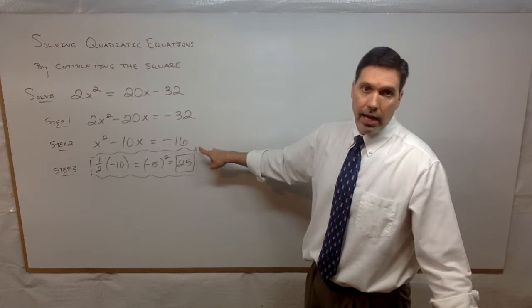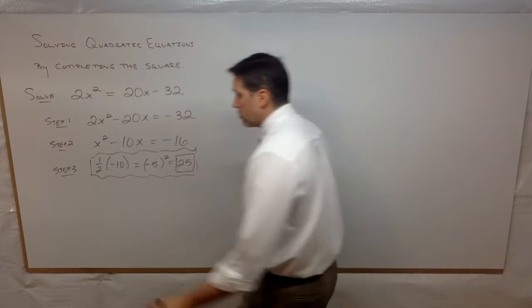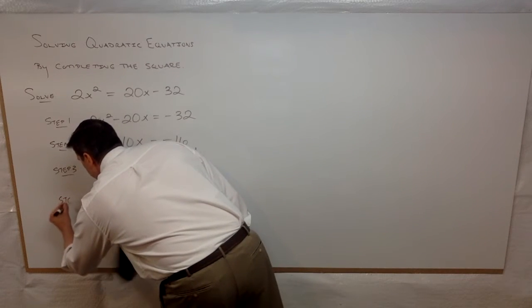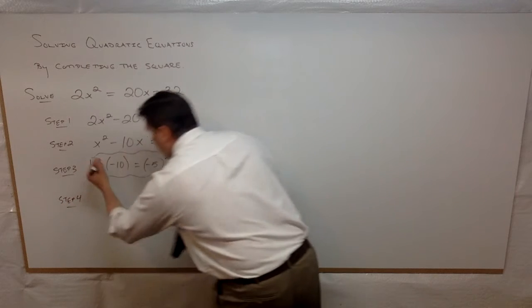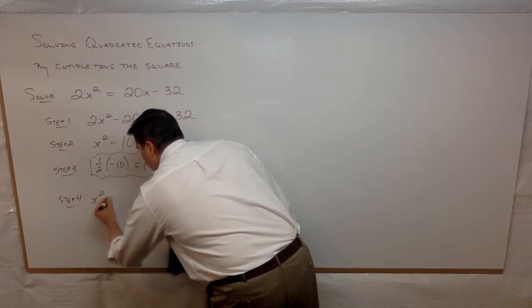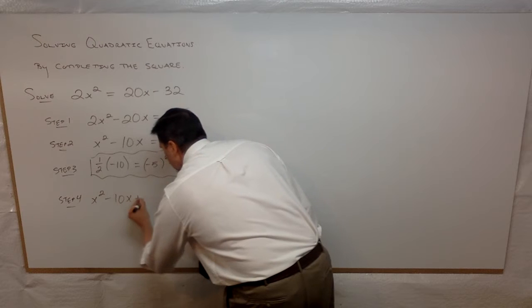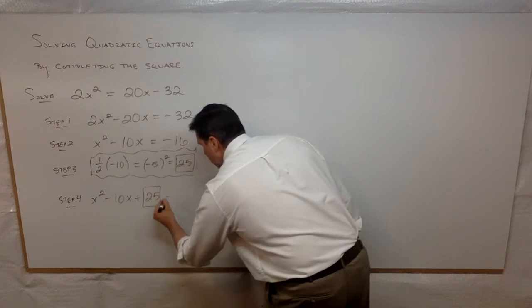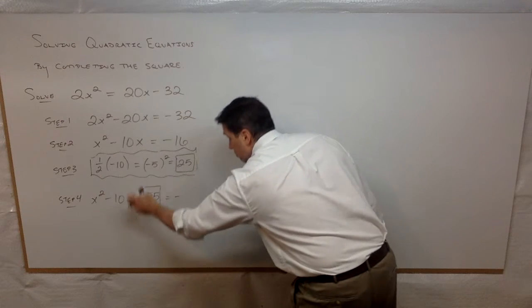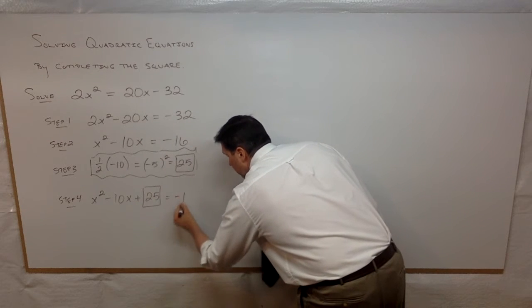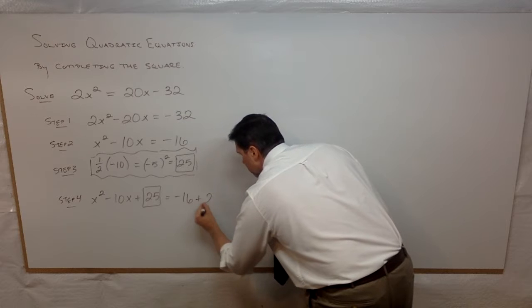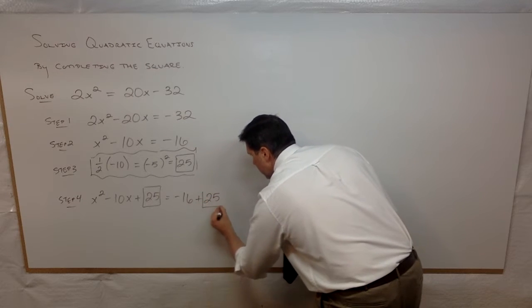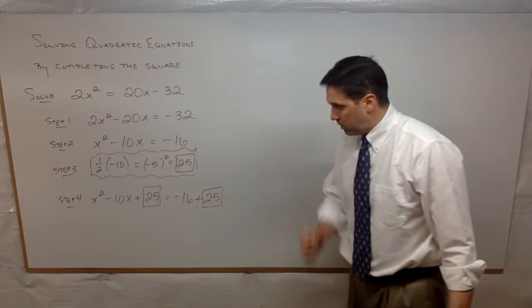And step 4 says I have to add it to both sides to keep the equation balanced. So in step 4, we're going to rewrite this as x squared minus 10x plus that 25. And I like to keep it in a box just to show what happened from step 2 to step 4. So negative 16 plus also that 25. So you can see that 25 being added to both sides of the equation.